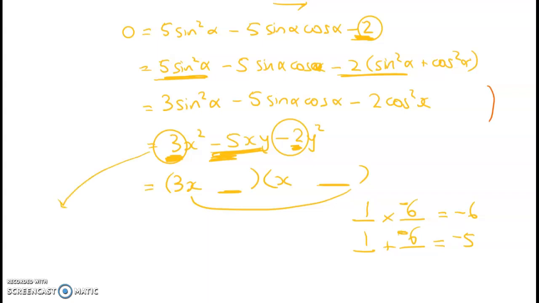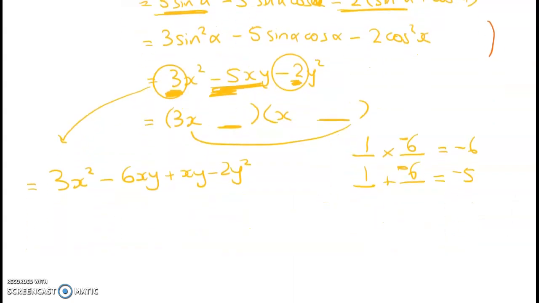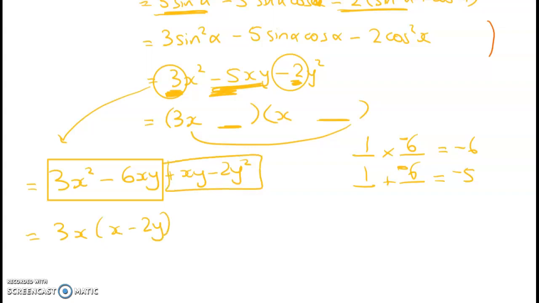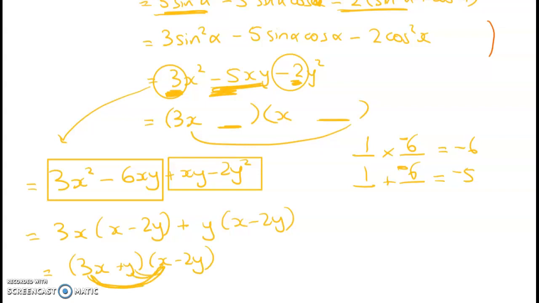So that way, if I haven't spotted what to do, I can break up that middle term as 3x squared minus 6xy plus xy minus 2y squared. And it's fine to work with the x's and y's. Then I'm going to box that and factorize that. So 3x into x minus 2y. And now I'm going to box this, and I'm going to get plus y into x minus 2y. And now it's looking really nice. I've got 3x plus y times x minus 2y. And expanding that out, I get 3x squared plus xy minus 6xy minus 2y squared.